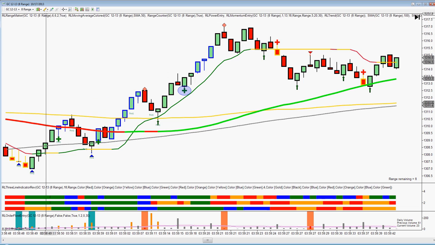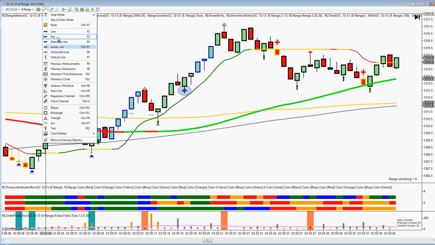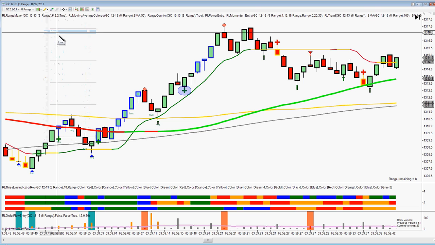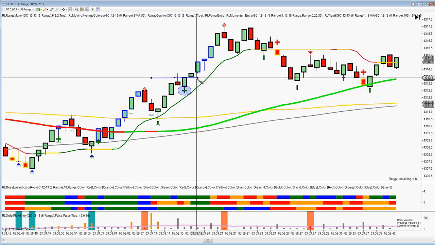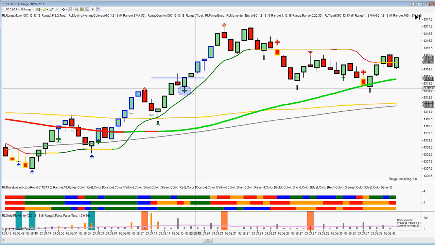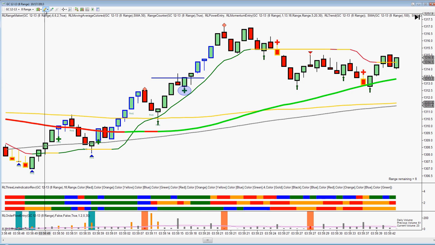Now we get a retracement, and we look for a retracement. You can see that here price stalls.